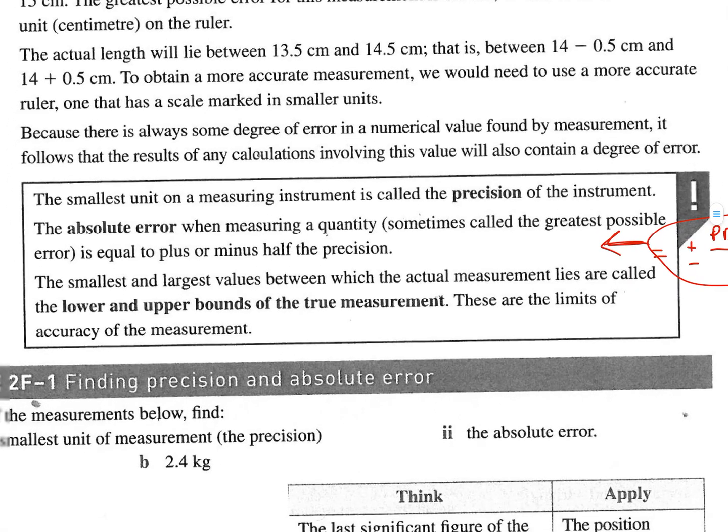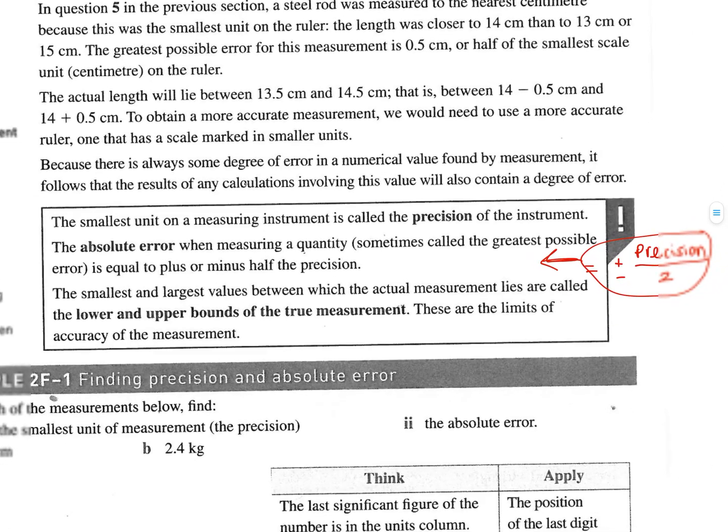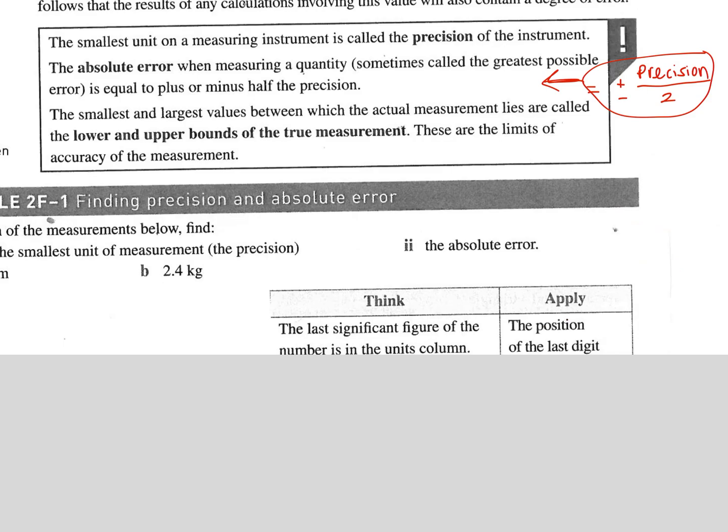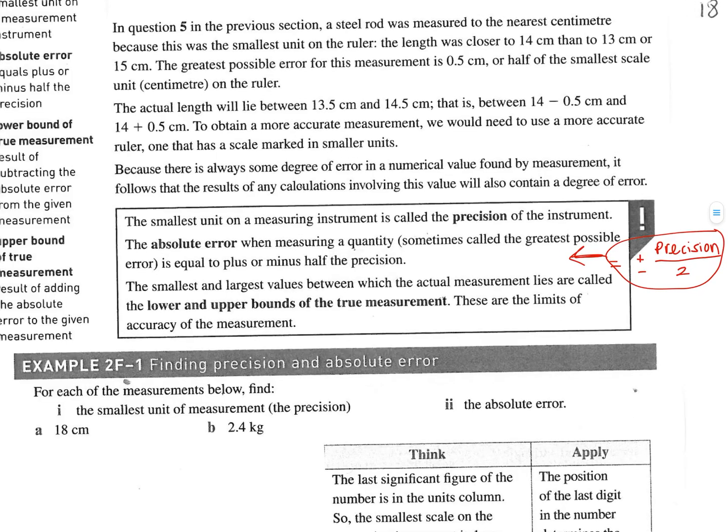So here we have the same sort of thing. What I want you to know, something that most people tend to miss, is that when you're working out error, you are going to do the precision of the instrument or the reading, divide that by 2, and then add or subtract it on to the measurement that we have. So let's have a go at some questions and let's hope this makes a bit more sense.